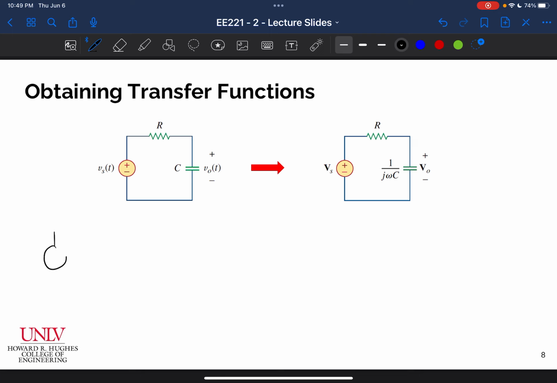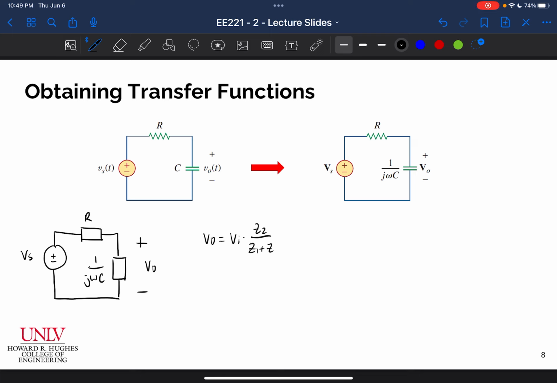Let me redraw the circuit one more time, because I like to draw it as just two impedances, just like this, so that we can really see that the voltage I'm interested in, Vo, is really just the output voltage of a voltage divider created with impedance R and impedance 1 over j omega C. And just the same way that we would typically write our expression for V out, we would say V out is equal to V in times Z2 over Z1 plus Z2.